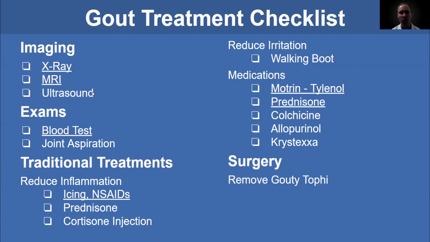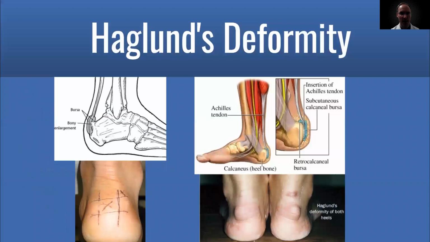And then surgery. When do you remove the gouty tophi? Very, very rarely. Only if it's hindering ulcer healing. You might have to remove some of that. If the ulcer's not healing, cut out or remove some of that. So that's for gout.